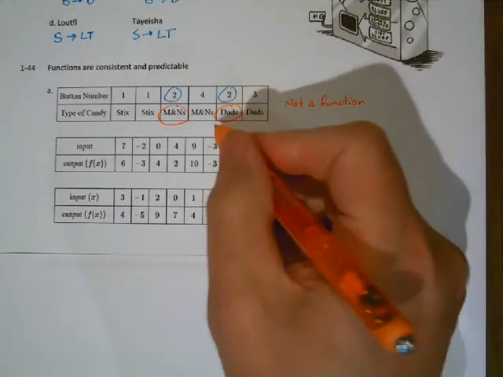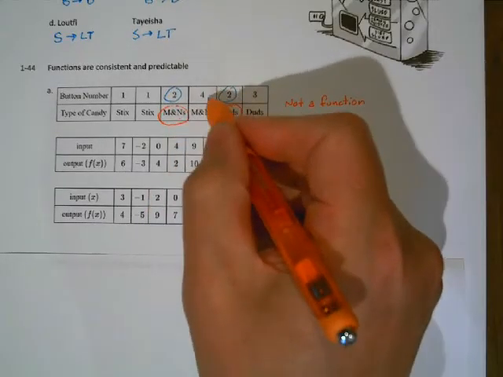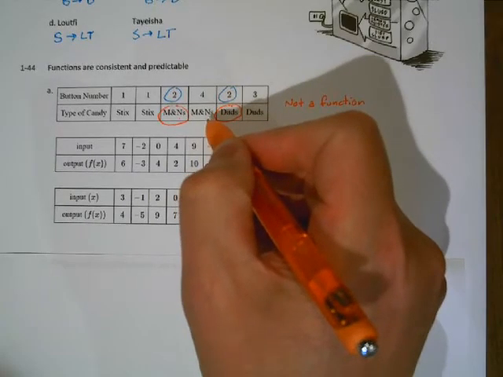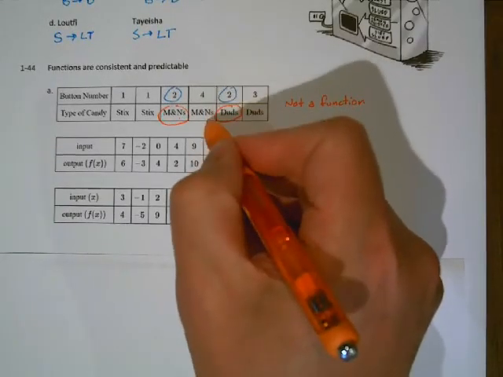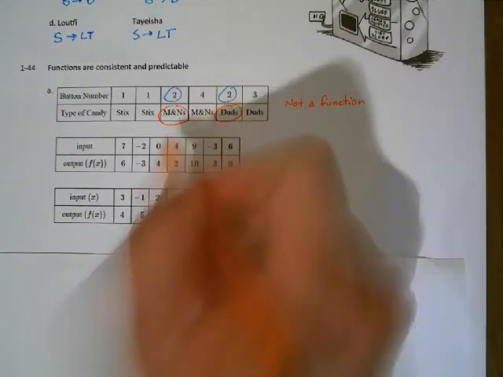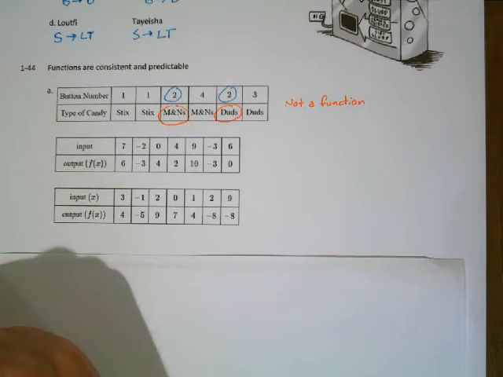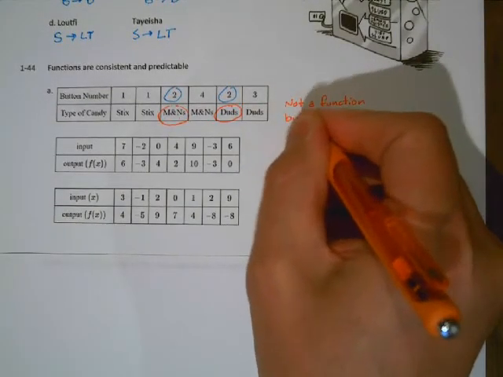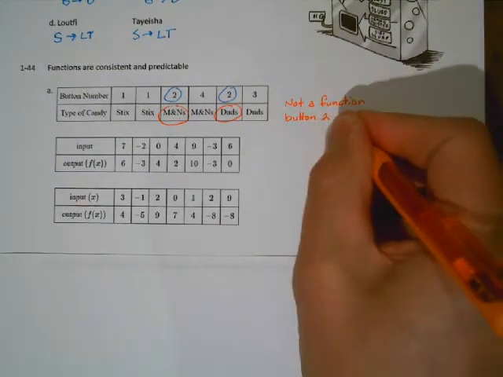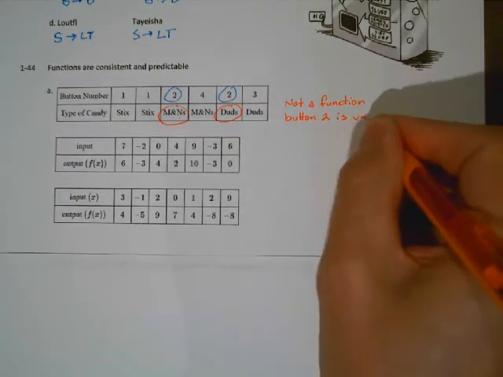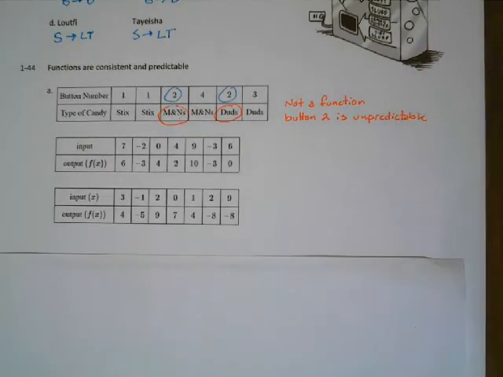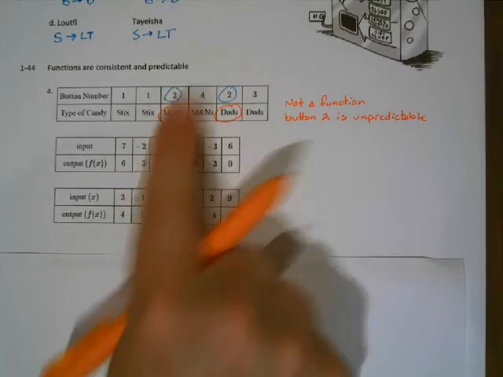Now, it doesn't matter that when I pressed a 2 I got M&Ns, and when I pressed a 4, I got M&Ns. That's okay, because, on the candy machine, sometimes several of the little rows have the same candy on it. So that's okay. 4 was predictable, M&Ns. It's the inputs giving us different outputs that makes it unpredictable. So button 2 is unpredictable. So that is not a function because you're not getting predictable output.